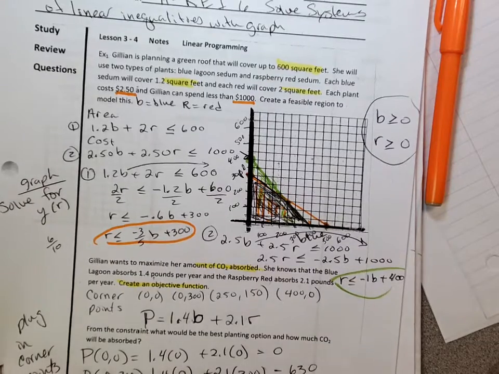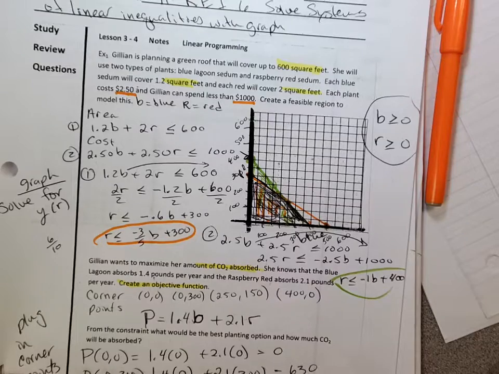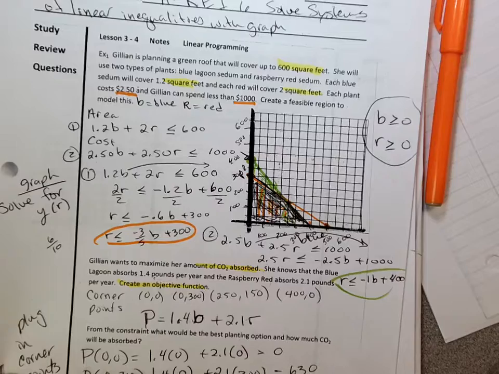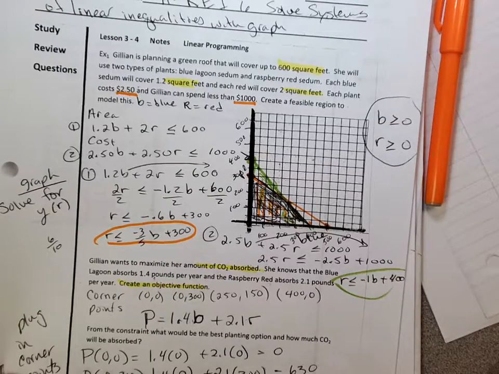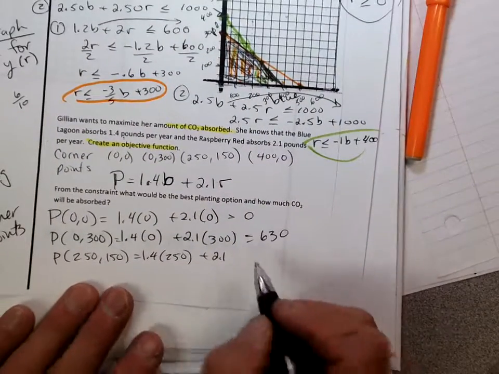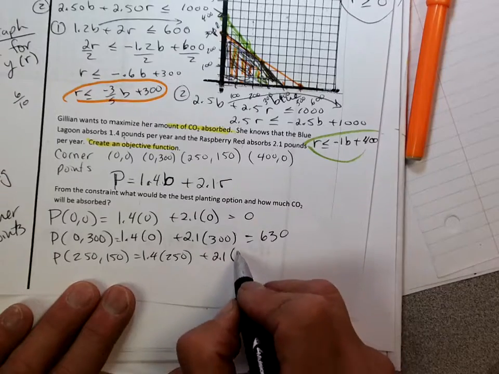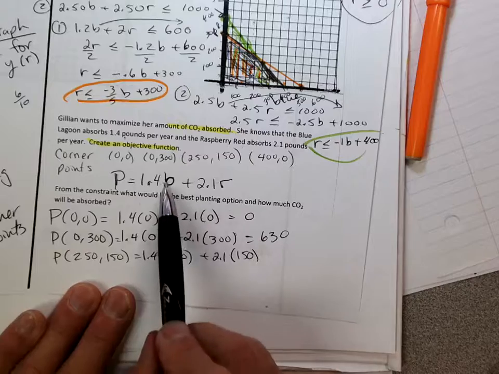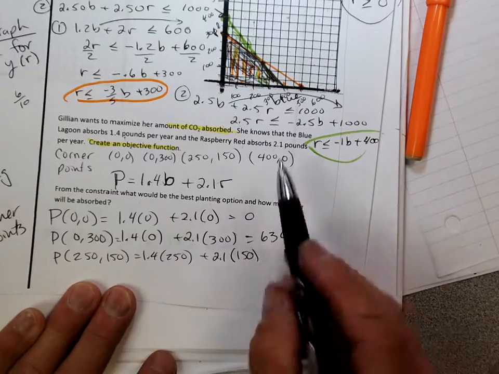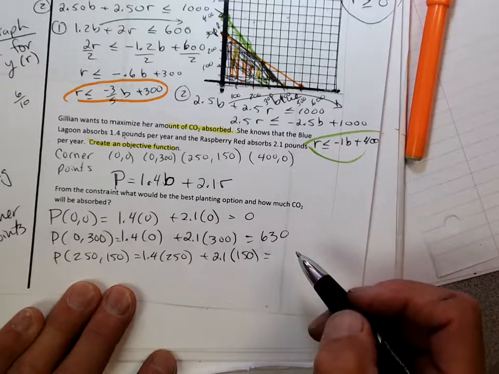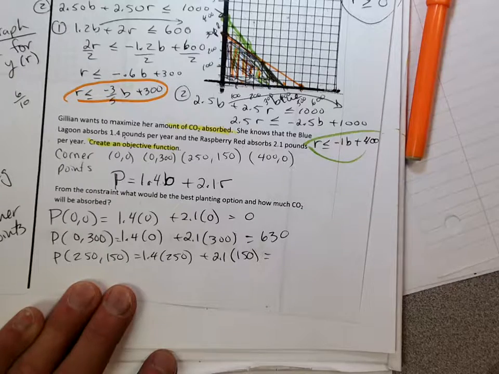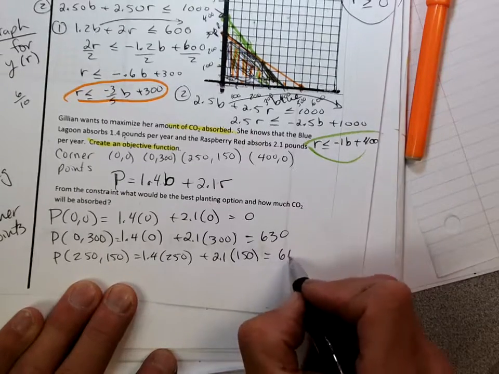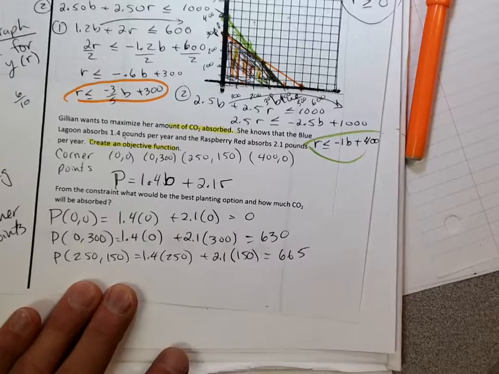Let's plug in our other point, which is 250, 150, which is 1.4 times 250 plus 2.1 times my 150. So all I'm doing is plugging it in, this number for B, this number for R, and if you use your calculator, which I already did, we're going to get an answer of 665. It's a little bit bigger, so that's a better combination.